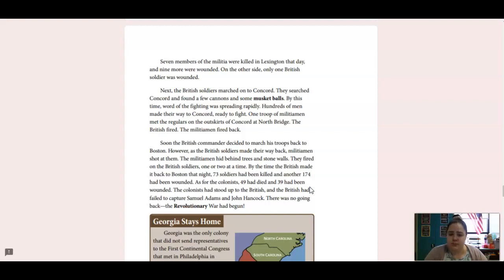Next, the British soldiers marched on to Concord. They searched Concord and found a few cannons and some musket balls. By this time, word of the fighting was spreading rapidly. Hundreds of men made their way to Concord ready to fight. One troop of militiamen met the regulars on the outskirts of Concord at North Bridge. The British fired. The militiamen fired back.